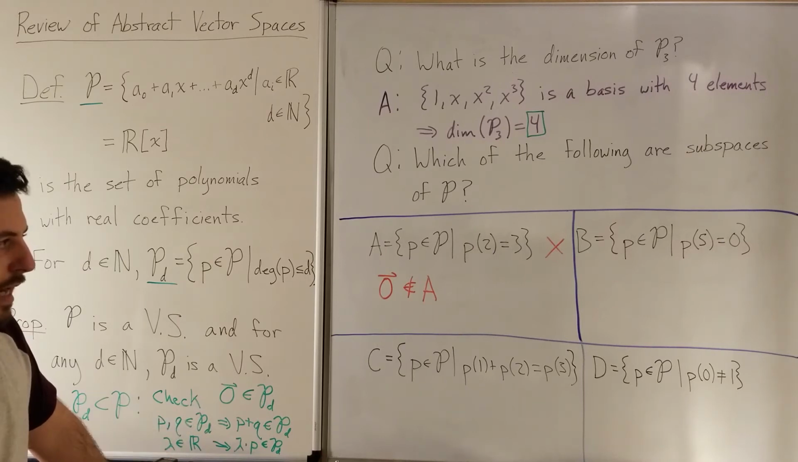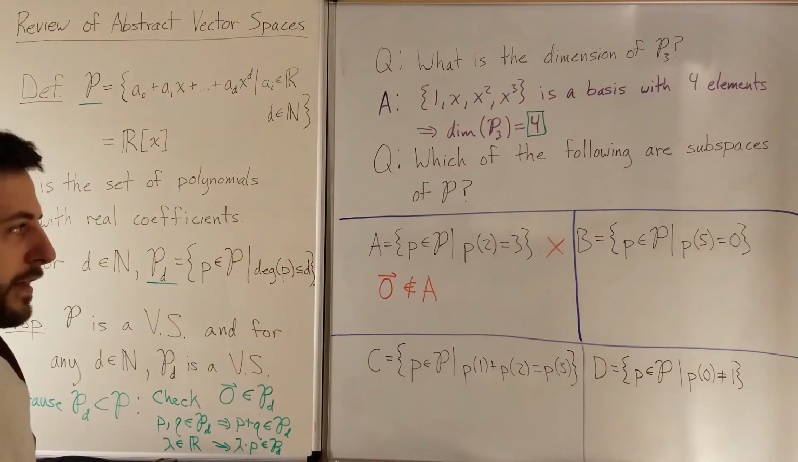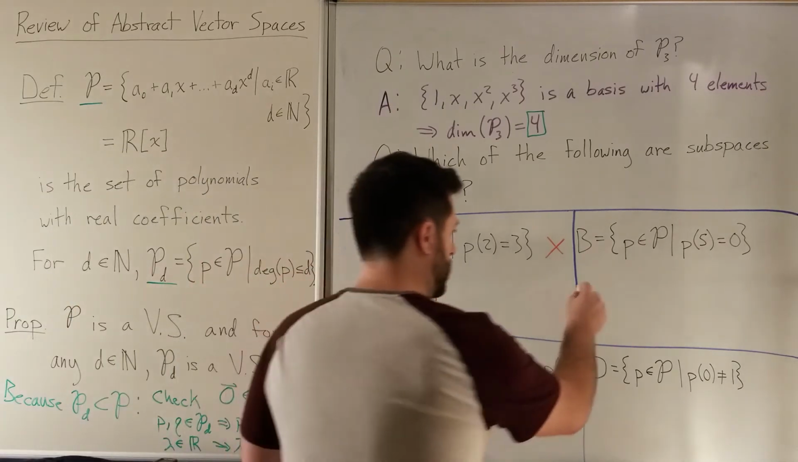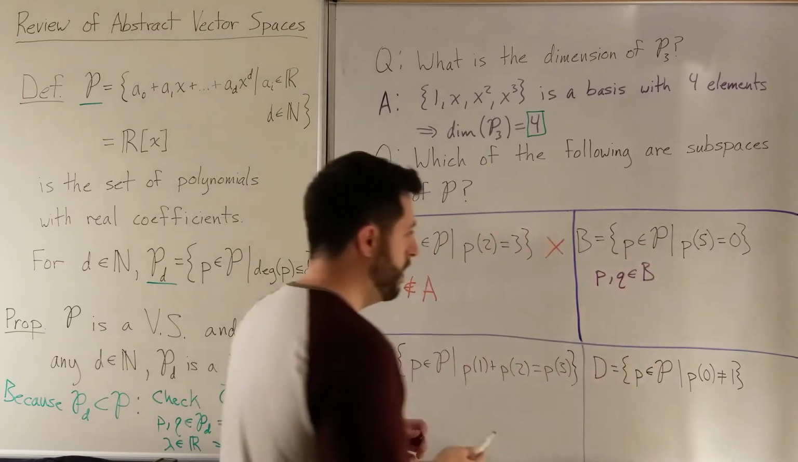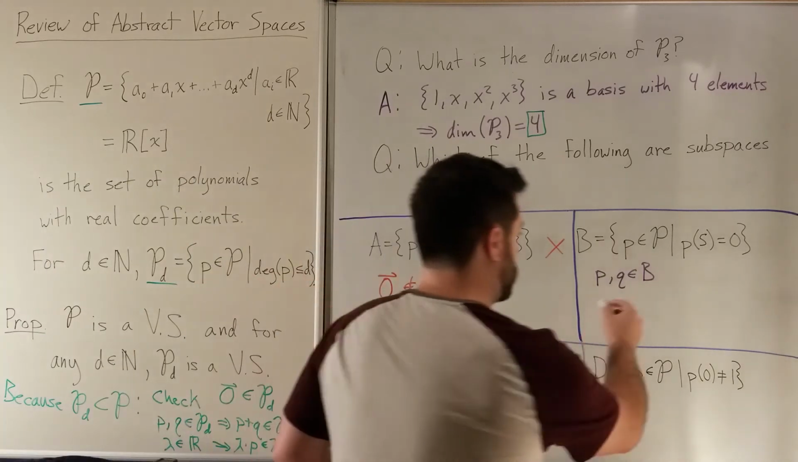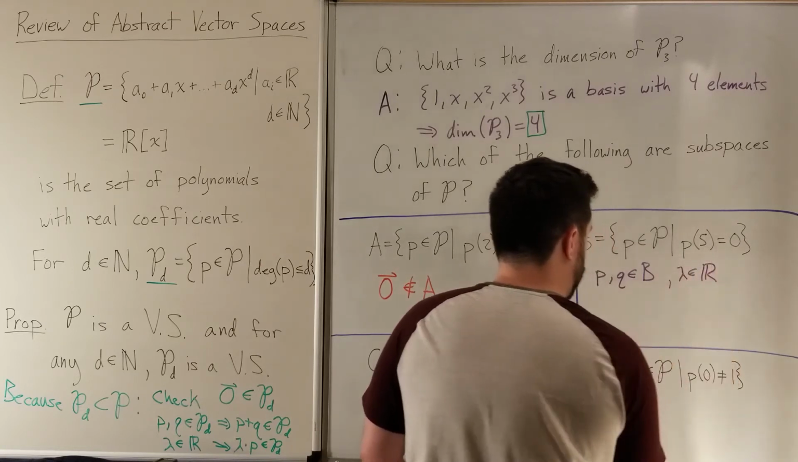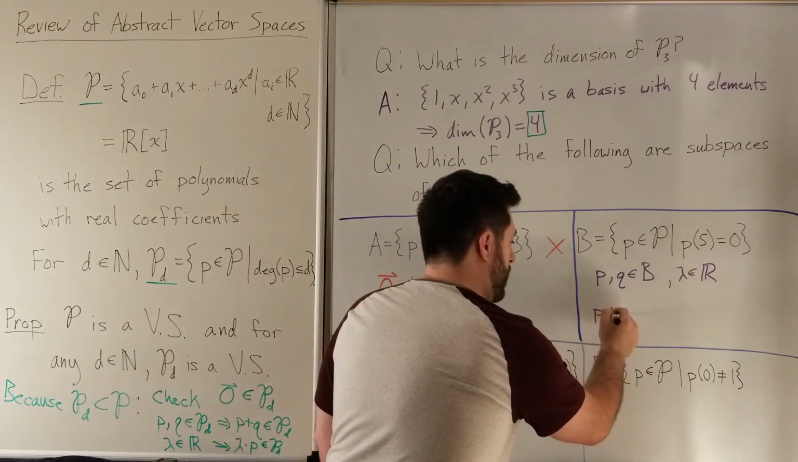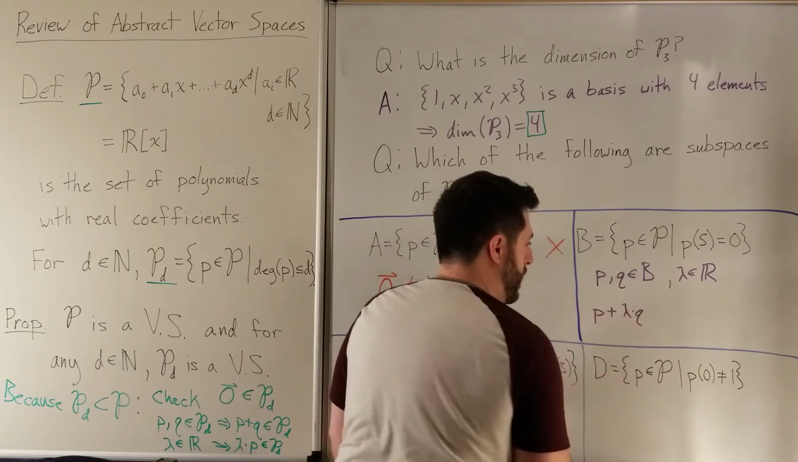Okay, so I'm going to start out with B. So the set B is the polynomials such that when I plug 5 into them, I get 0. And if I take two of those polynomials, so let's say P and Q are in B, I'm going to use a little bit of a shortcut here. I'm actually going to check both of these things at the same time. So P and Q are in B, and lambda is in R. And the way we're going to check both of these at the same time is I'm going to check that P plus lambda times Q is in B.